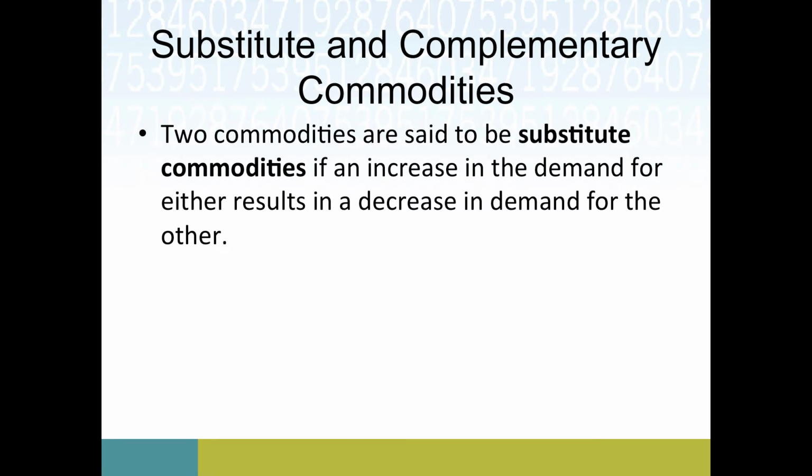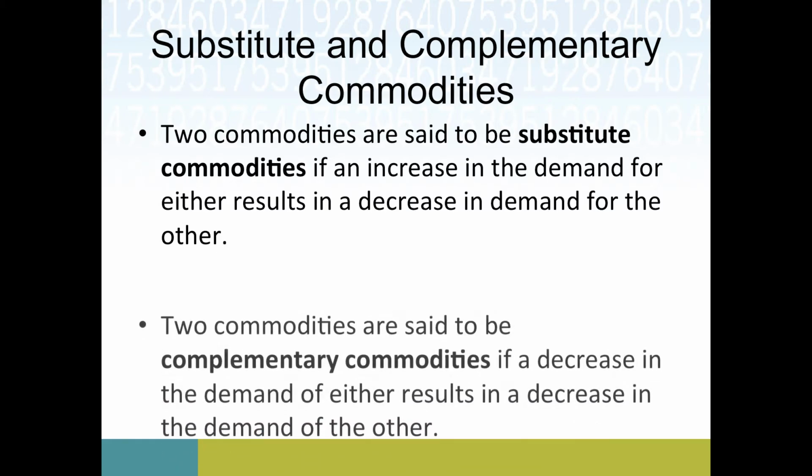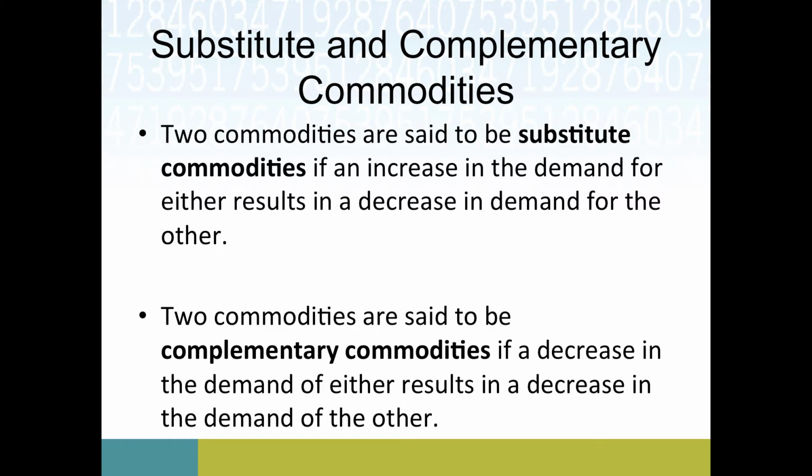So, classic situations for substitute commodities might be coffee and tea, where if people are purchasing coffee more frequently, perhaps the other caffeinated beverage they would want less. Bread and butter work for complementary commodities. So if one of these becomes less popular, the other one becomes less popular as well.